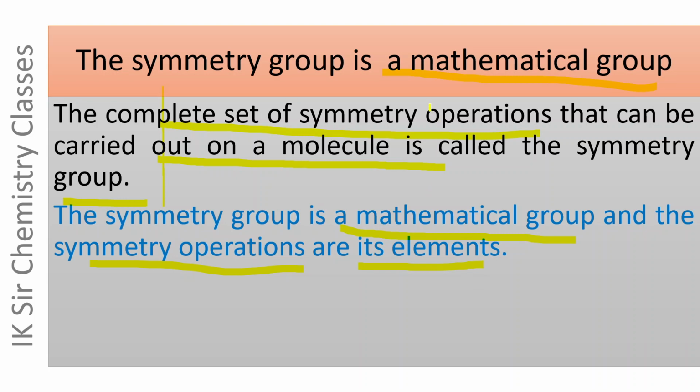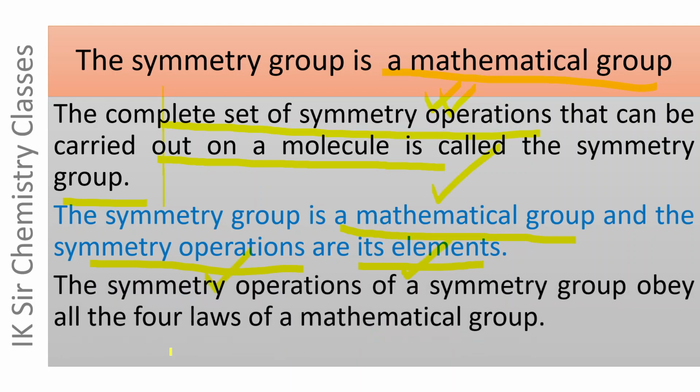The complete set of symmetry operations that can be carried out on a molecule is called a symmetry group. It is a mathematical group and its symmetry operations are its elements. The symmetry operations of a symmetry group obey all the four laws of a mathematical group, as discussed earlier.